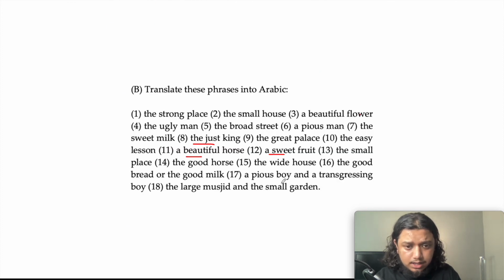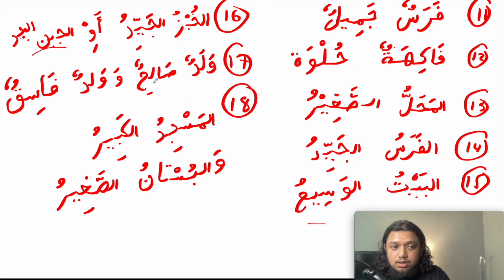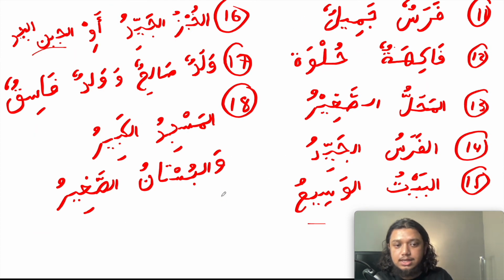Number 17, a pious boy and a transgressing boy. That is waladun salihun wa waladun fasiqun. Waladun salih wa walad fasiq. Number 18, the last example, is a large masjid and a small garden. That is al-masjid al-kabir wal-bustan al-saghir. Al-masjid al-kabir, the large mosque, wal-bustan al-saghir, and the small garden.